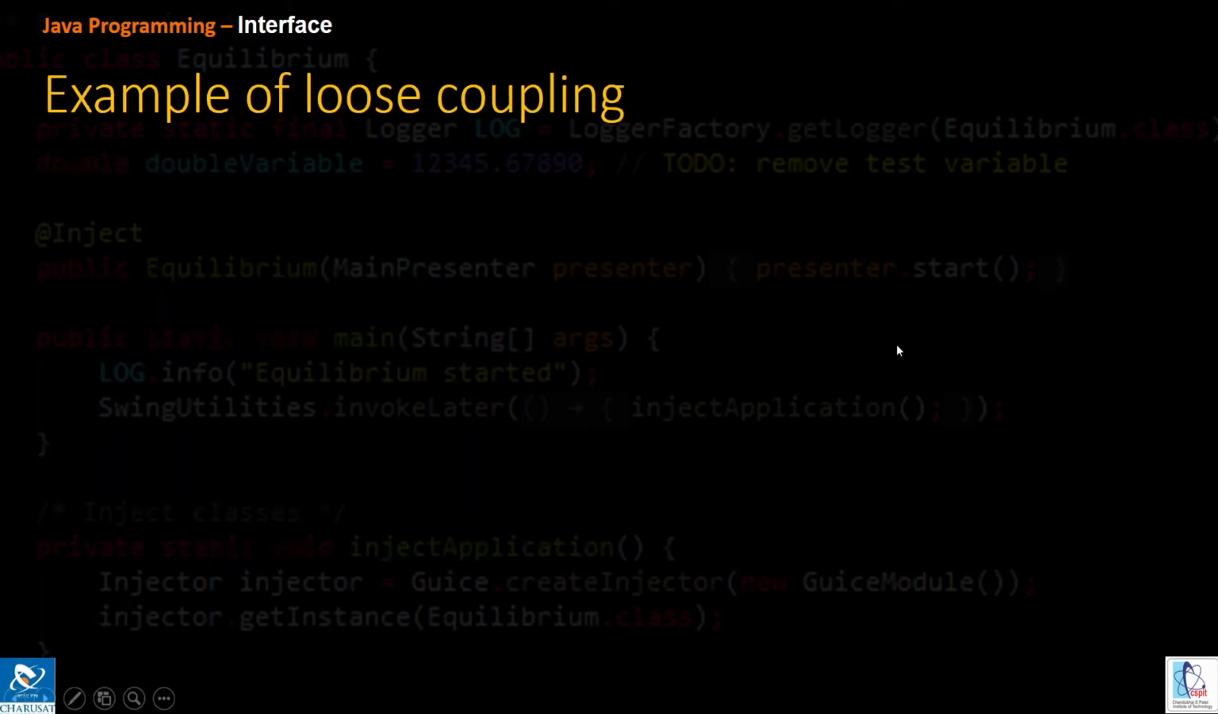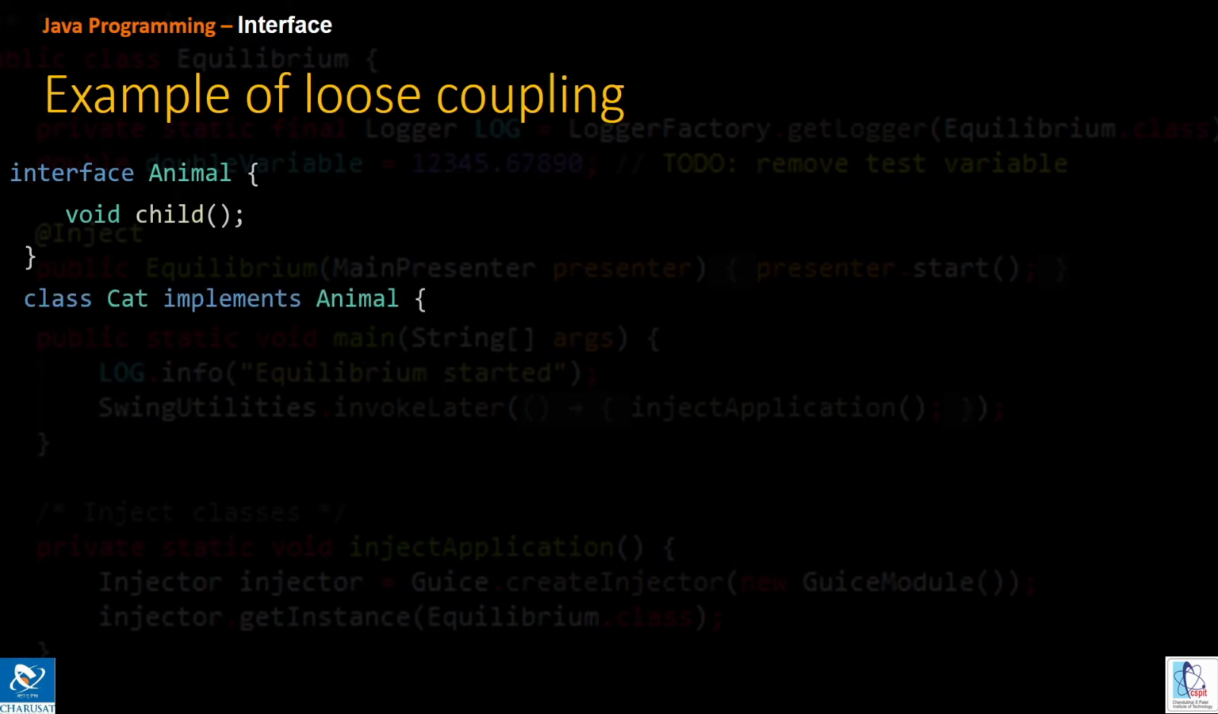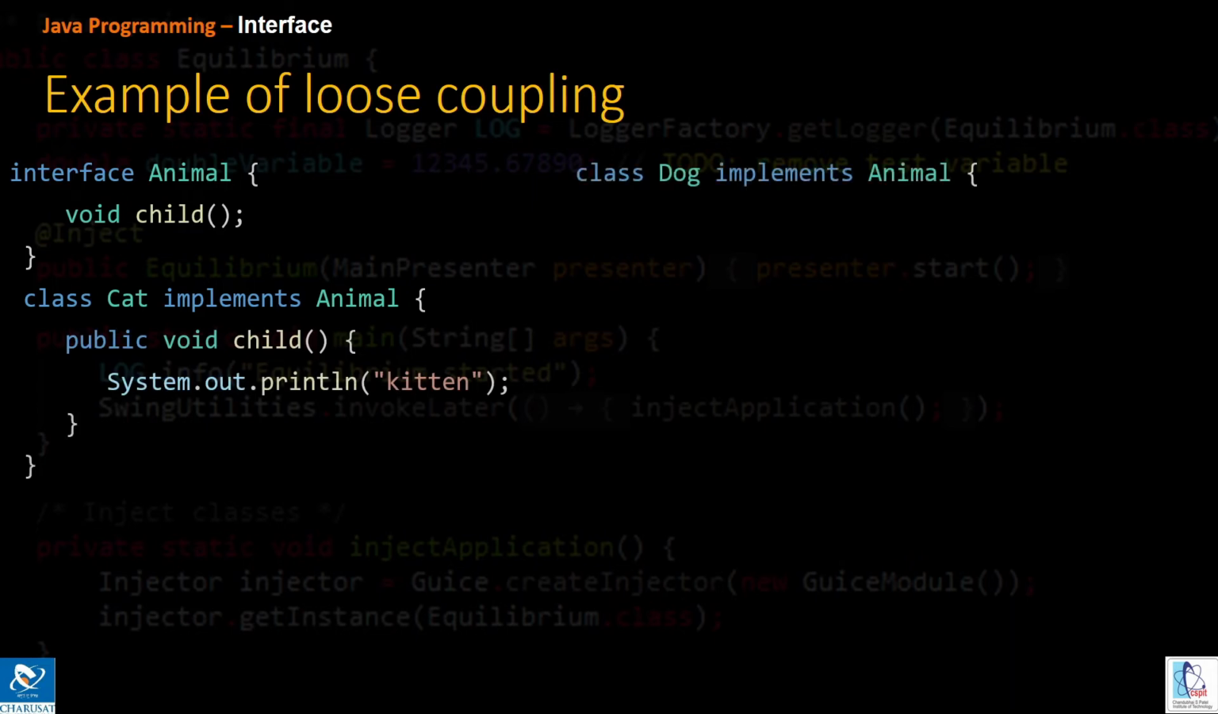Okay, so yeah, interface provides the option of loose coupling. Let's see how. Consider that you have the animal interface which has a child method. Cat is an animal, right? So obviously cat is required to implement the child method. Similarly, dog is also implementing animal and it is implementing the child method, right?